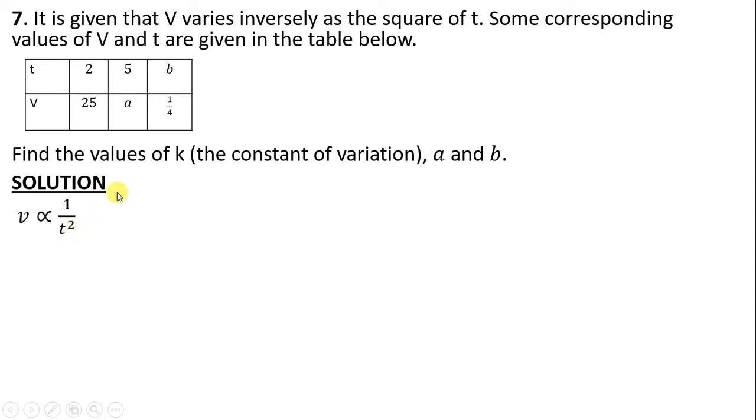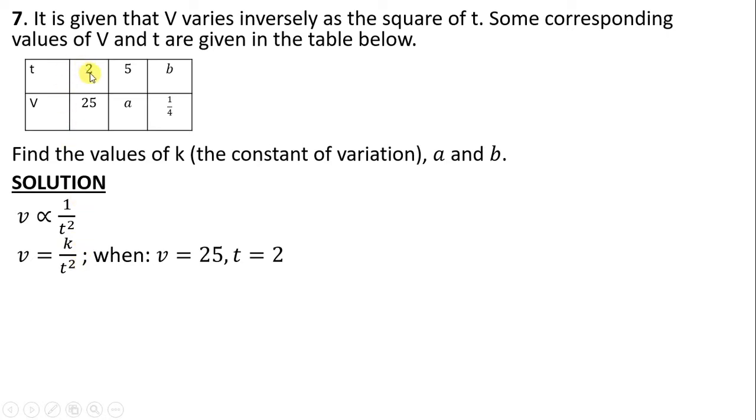So when they say varies inversely, this is what you're supposed to do. You put 1 over. If it was direct, if they say varies directly as, you don't put 1 over. But the moment they say inversely, so it means that v varies inversely, you put 1 over t squared. Now, where there's a 1 here, replace a k. That is a constant. What constant is here? So we'll take it step by step.